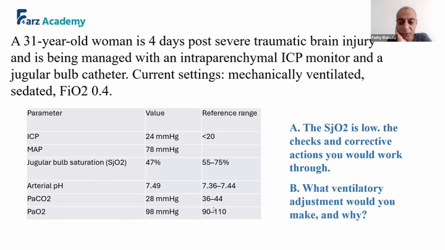So what are you going to do if you find this kind of reading? Firstly, I have to calculate CPP, which is MAP minus intracranial pressure. You mean the cerebral perfusion pressure? Yes, sir. Cerebral perfusion pressure. I think the cerebral perfusion pressure is 78 minus 24, it's 54.